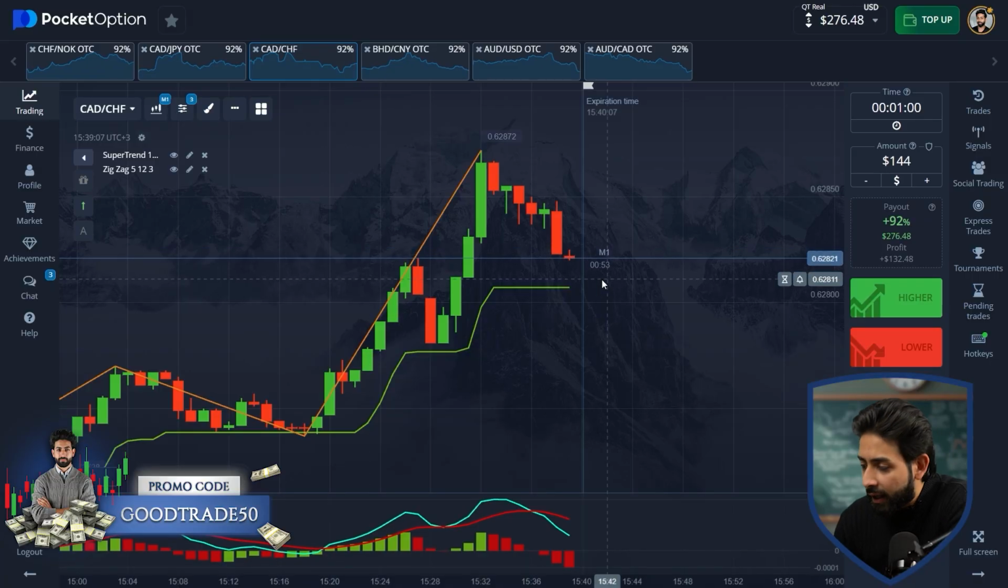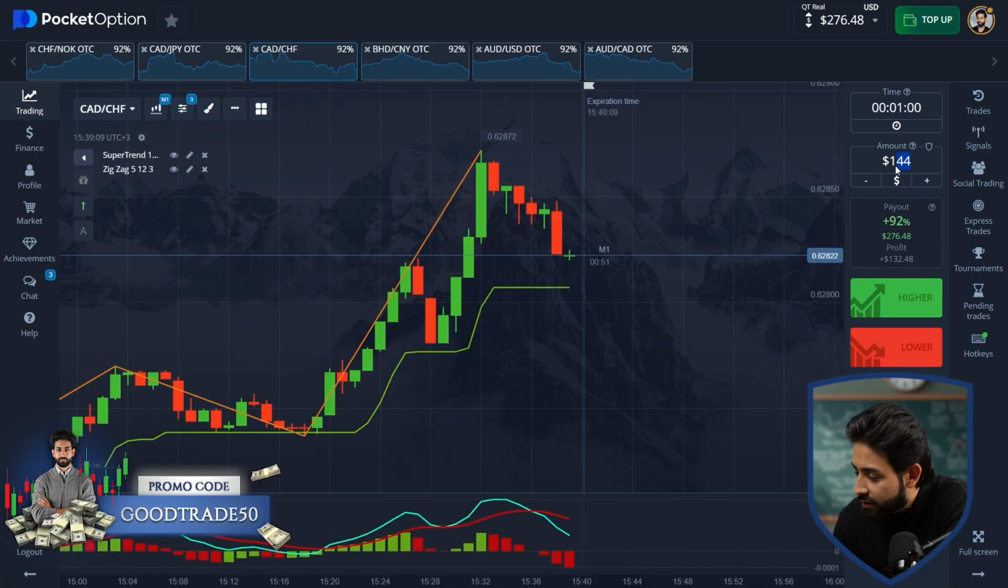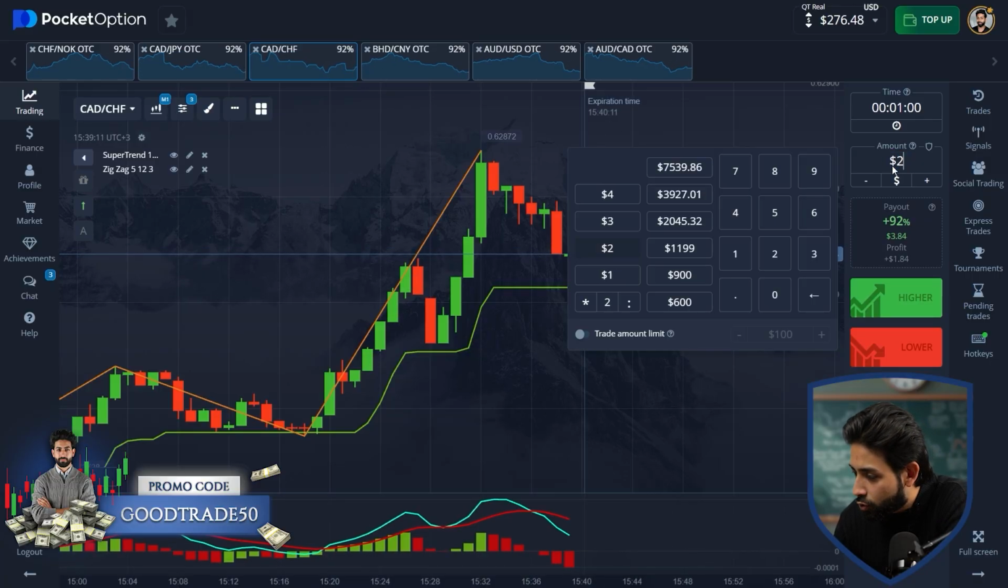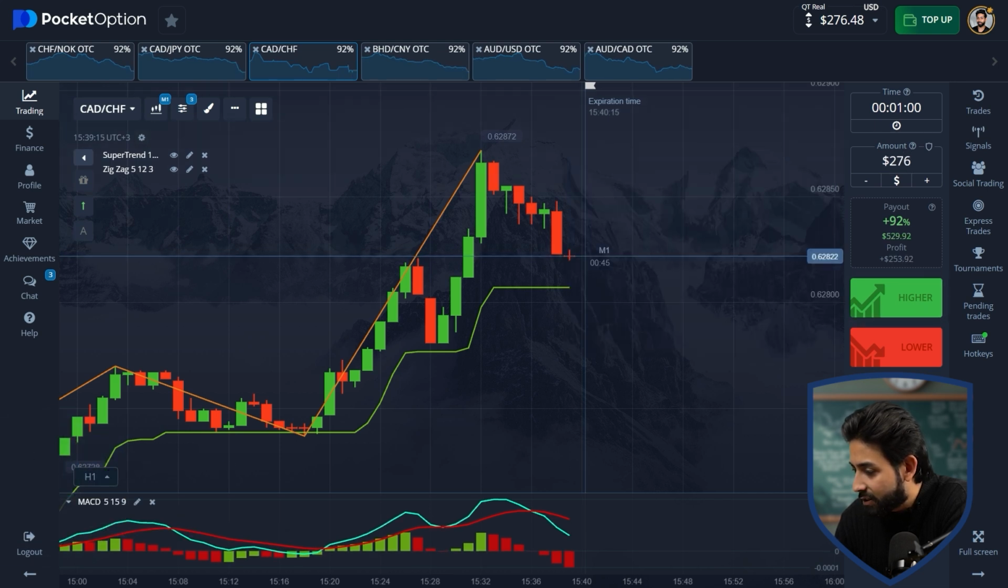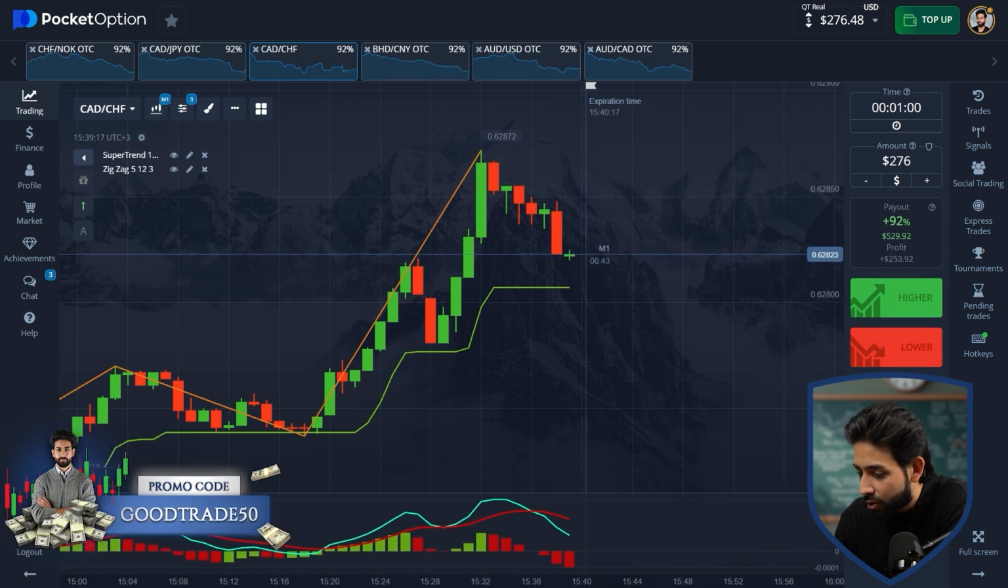Okay, let's have a look at the Canadian dollar against the Swiss franc, CAD against the CHF. Let's set the bet amount to 276. Let's go with 276. Let's enter into a buy.